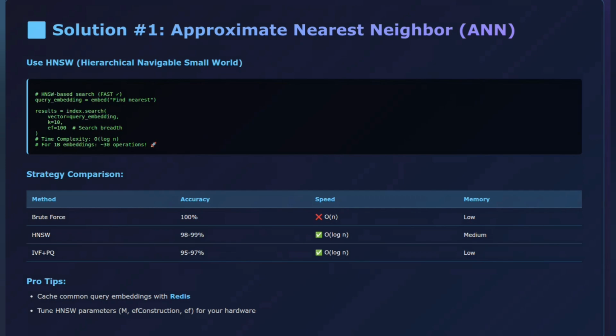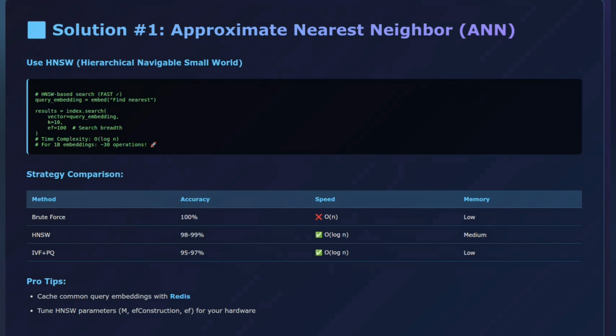Let me make this concrete. With a billion embeddings, brute force, 1 billion calculations. HNSW, about 30 calculations. You just went from 10,000 plus milliseconds to under 50 milliseconds while maintaining 98 to 99% accuracy. Now let me show you how this actually looks in code. I'm using Milvus here, but Qdrant and Weaviate work similarly. The beauty of HNSW is that it's probabilistically guaranteed to find a very good approximate nearest neighbor while doing a tiny fraction of the work.